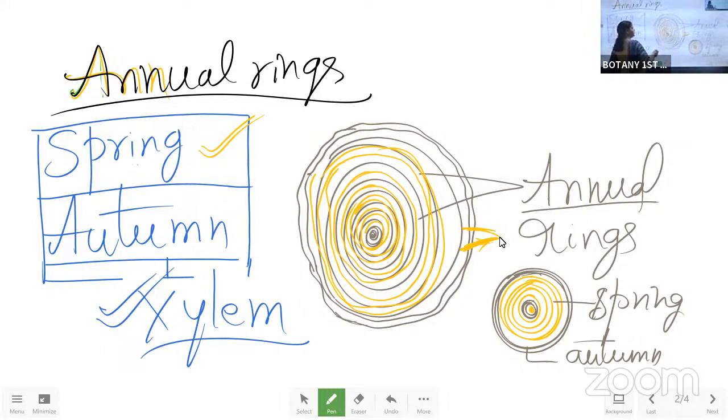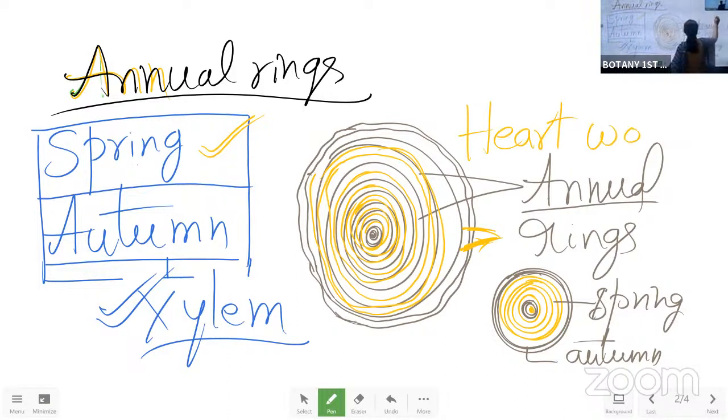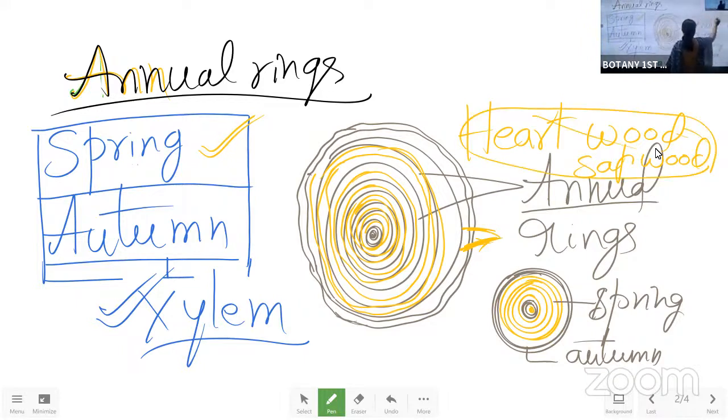So the heartwood and the sapwood, like this also we can divide the wood. If you remember this word, then you can write. If not, no need. You can say this one only.